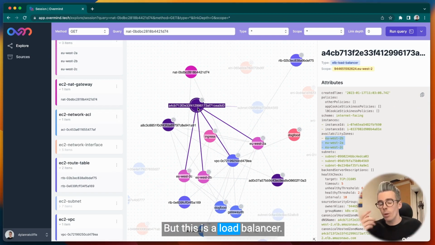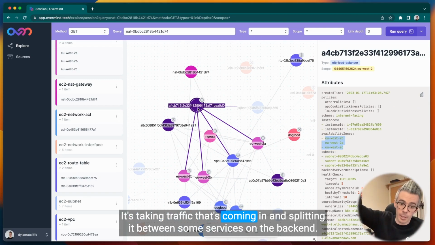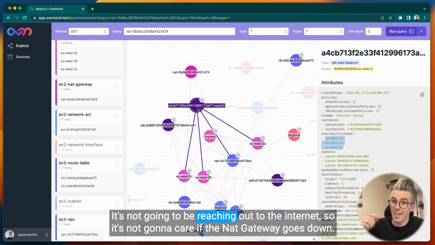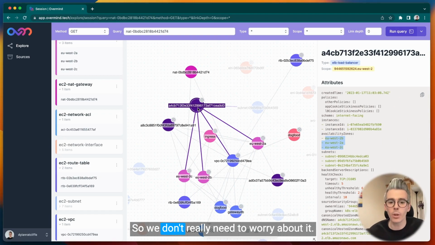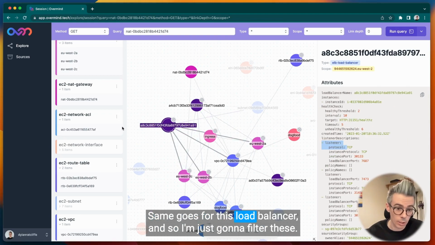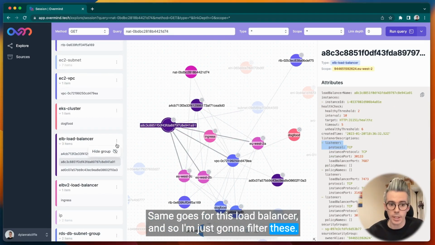But this is a load balancer. It's taking traffic that's coming in and splitting it between some services on the back end. It's not going to be reaching out to the internet, so it's not going to care if the NAT gateway goes down. So we don't really need to worry about it. Same goes for this load balancer, and so I'm just going to filter these out.